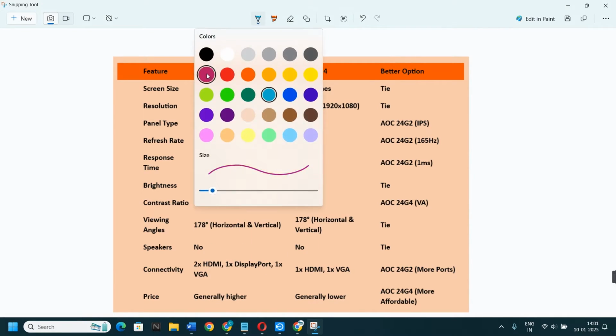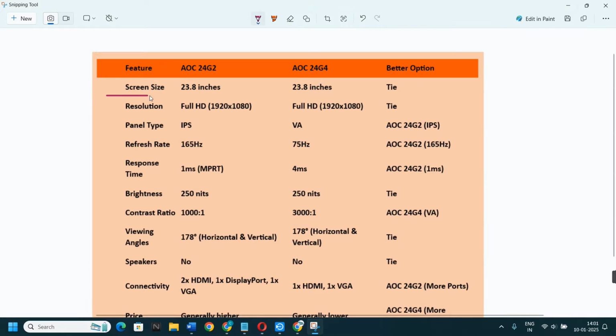Here you will see the detailed comparison between these two. So first, let's talk about screen size. G2 provided 23.8 inches screen size and it is also provided by G4, so both are equal. Now let's look at the resolution. G2 provided Full HD 1920 x 1080 resolution and it is also provided by G4, so both are equal.